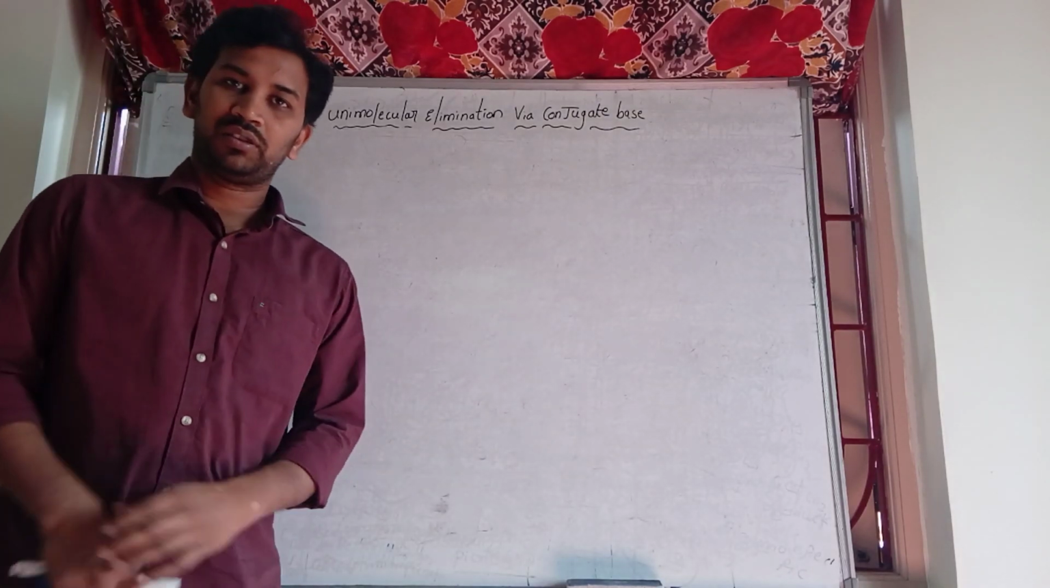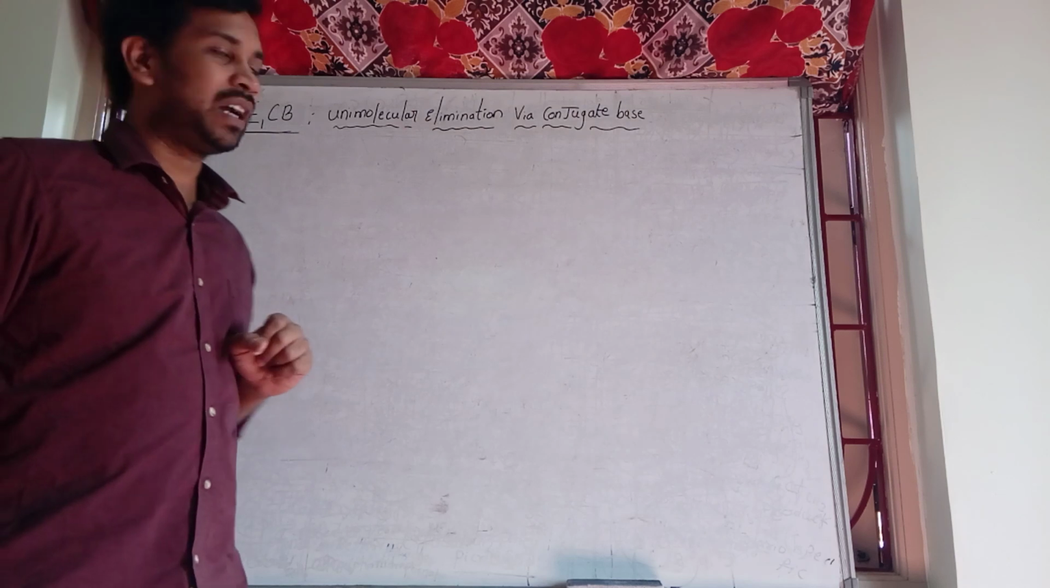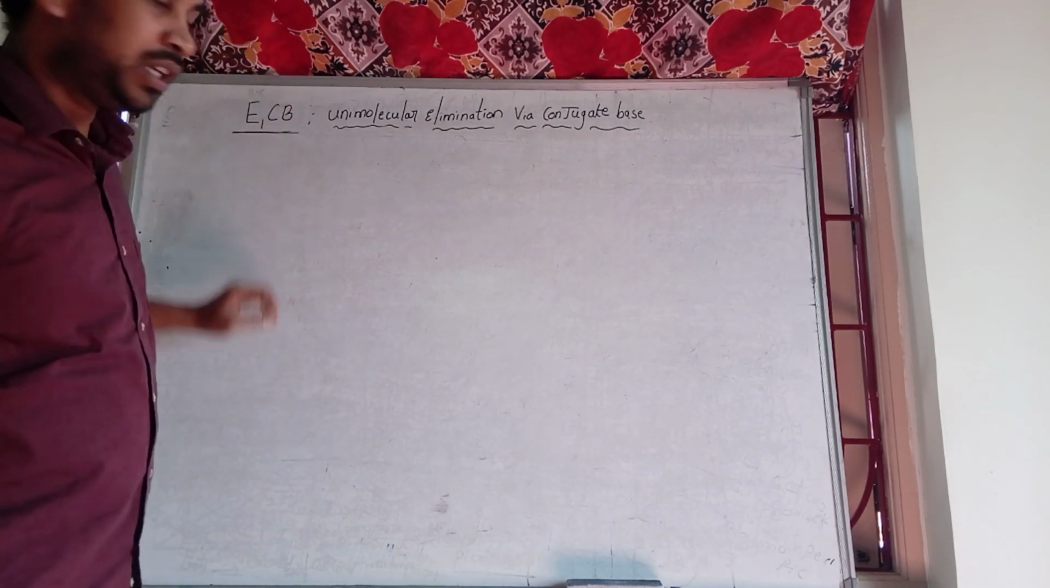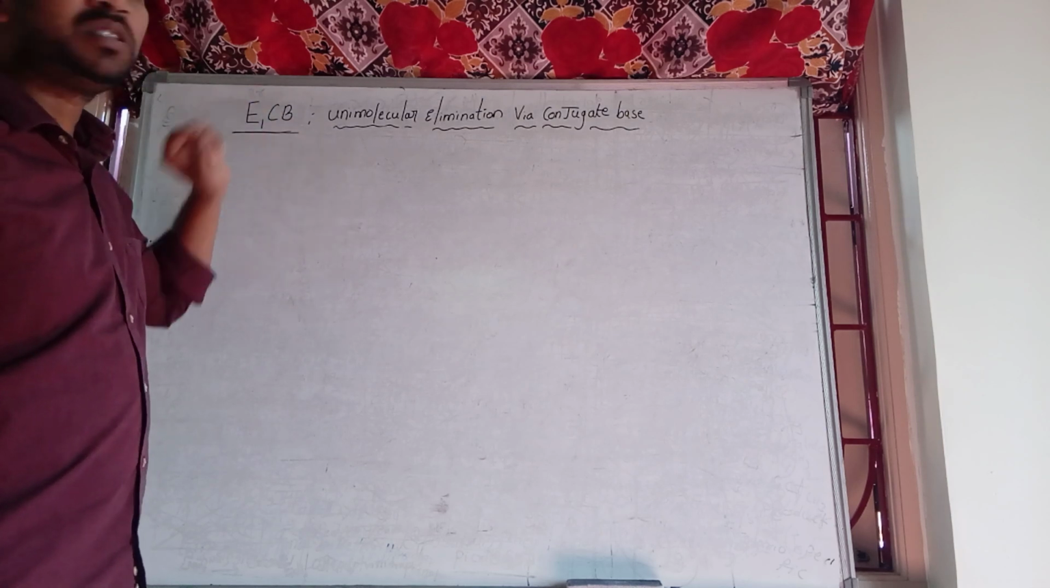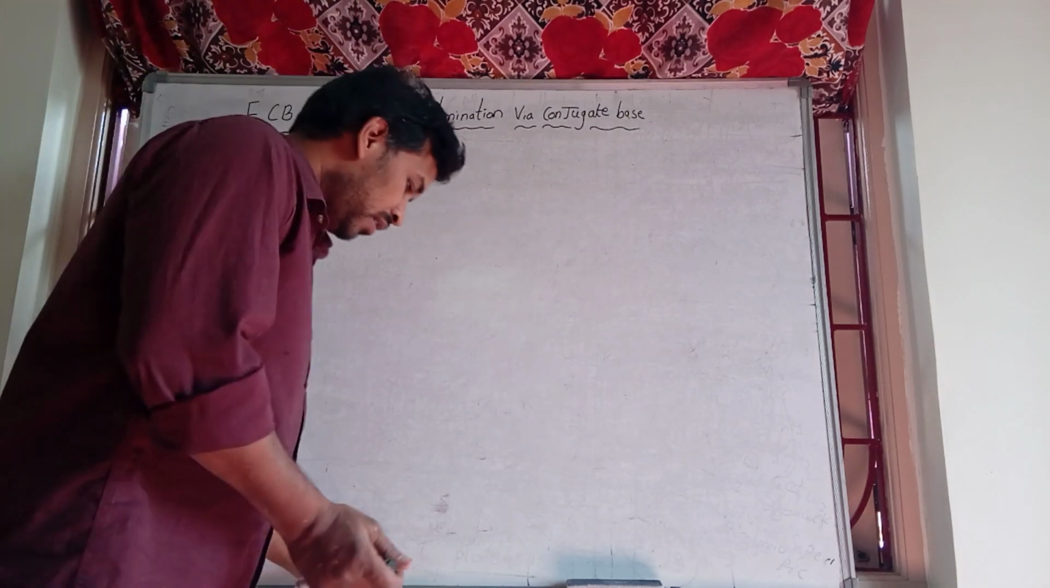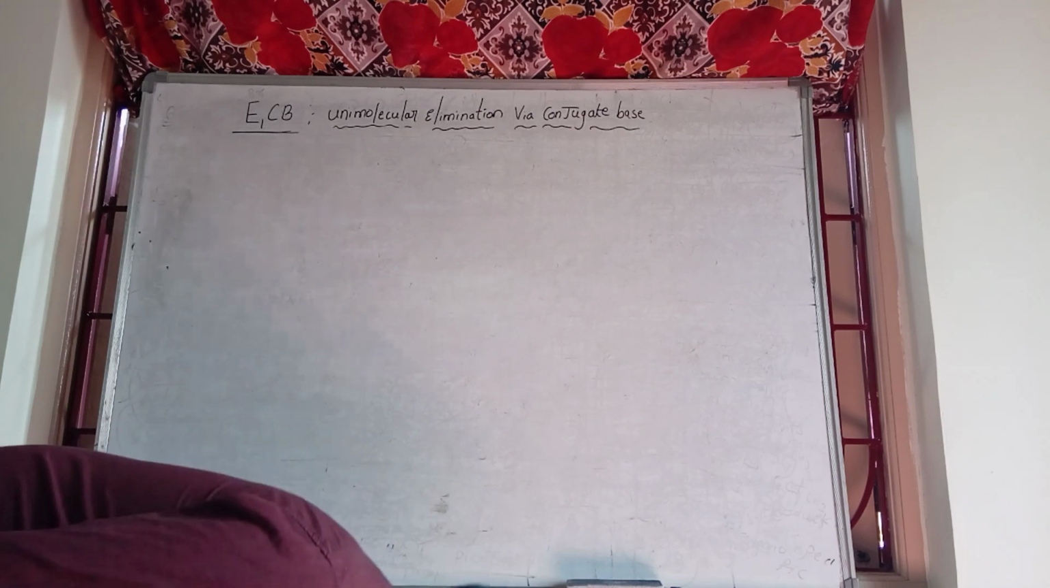Hi students, today we are discussing the E1CB mechanism. What is E1CB? Unimolecular elimination via conjugate base mechanism. Okay, let's see an example.